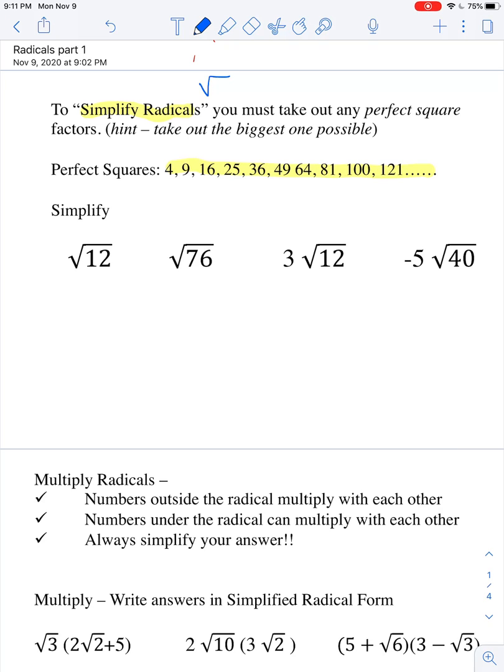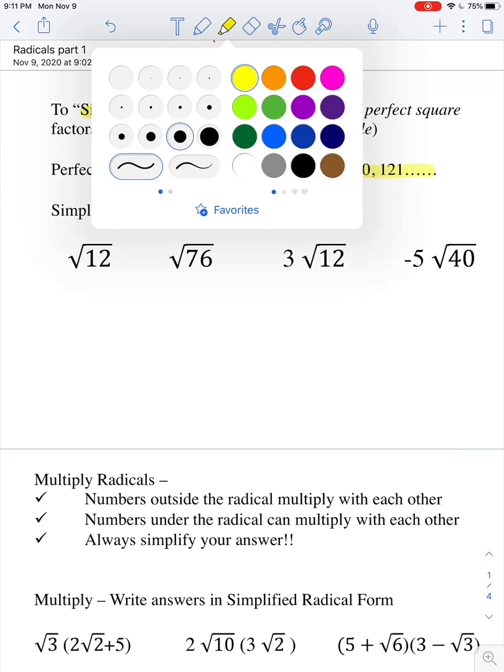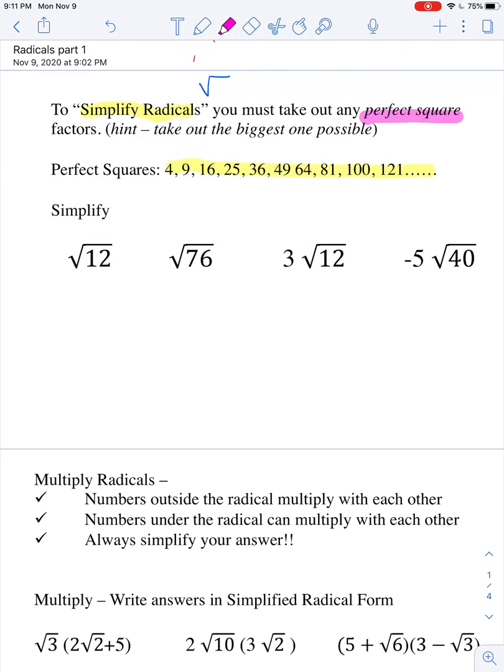So here we go. When you simplify a radical, it's kind of like reducing a fraction. You have to get it into what we would think of as lowest terms and make sure that you've taken out any perfect squares so that it doesn't contain any perfect squares under the radical.